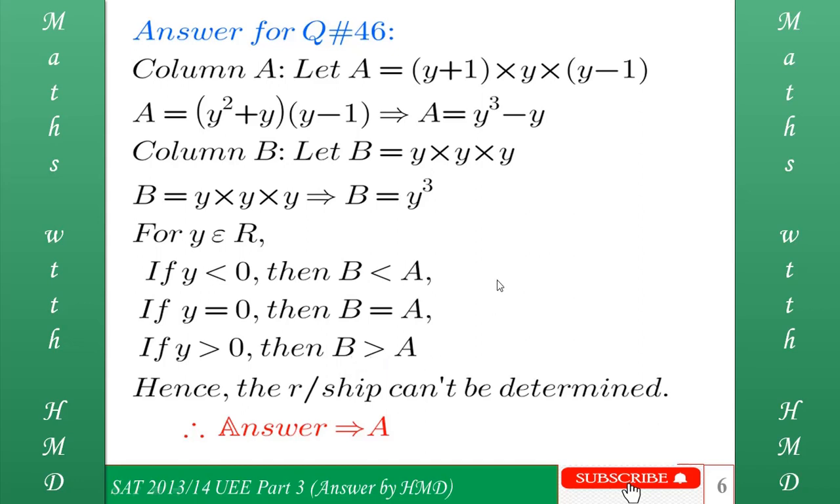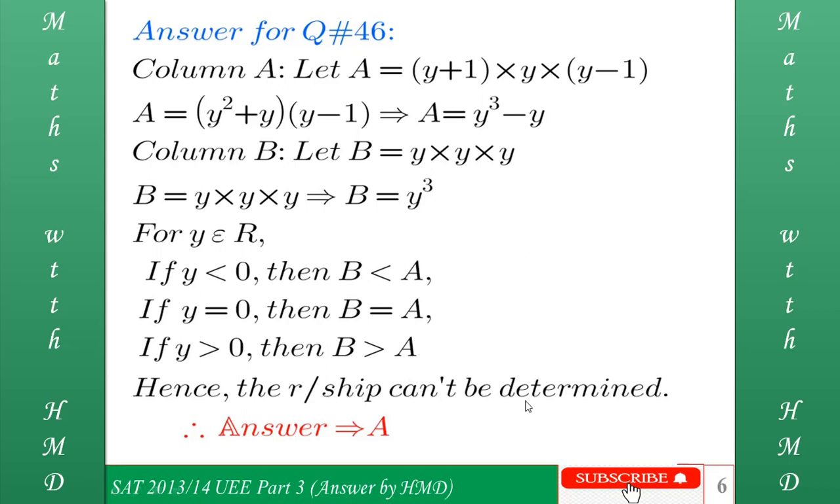Let's say, for example, take the value as 2. So the quantity in A becomes 2 cubed, which is 8. 8 minus 2 is going to be 6. What about the quantity in B? Substitute here. That is B is equal to 2 cubed, which is 8. So 8 is greater than 6. Have you understood this one? You can take any value which is greater than 0, like 0.5, 1, 200, 1000. So you will see the quantity in B is going to be greater than the quantity in A.